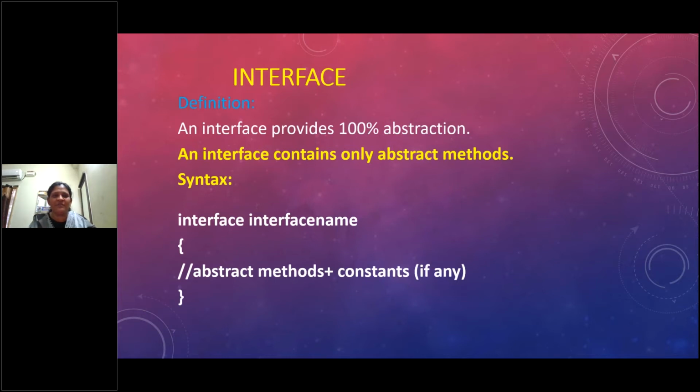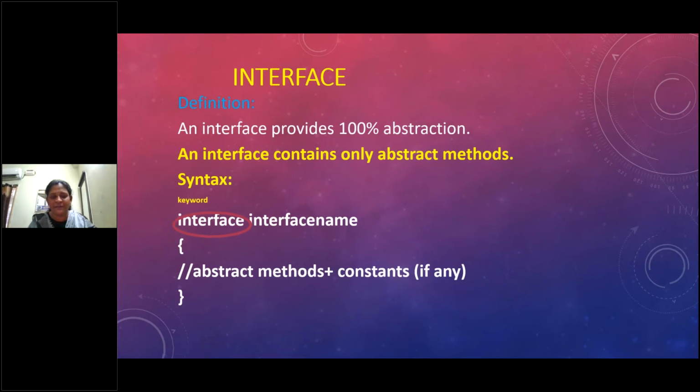The definition of interface changed from Java 1.8 version onwards. I'm speaking about interface before Java 1.8 version. At the end of this session, I'll be discussing the 1.8 version interface. Understand? Interface definition is that it's purely 100% abstract. It contains purely abstract methods. No concrete methods are present in interface. Understand? And the syntax of interface is this one. We usually write the interface in this manner.